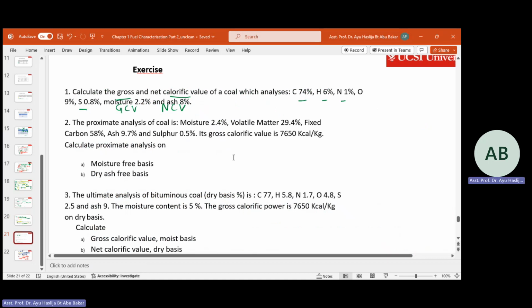It gives you the proximate analysis. Okay, so we know moisture, VM (volatile matter), fixed carbon, ash, and sulfur. The gross calorific value given is this. It asks you to calculate the proximate analysis. Do you still remember what proximate analysis is?